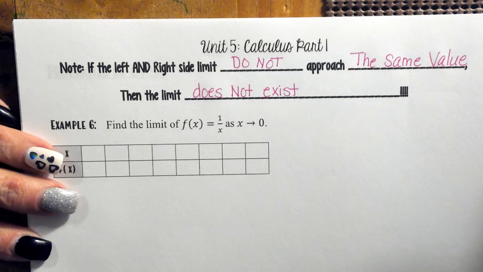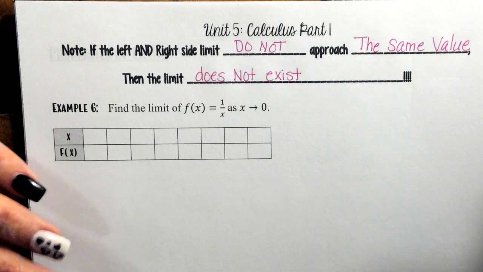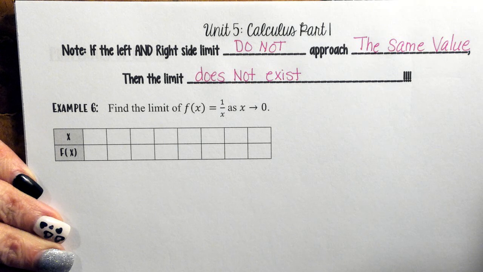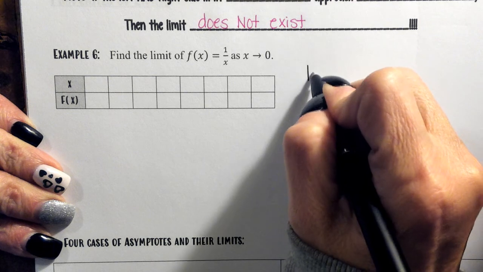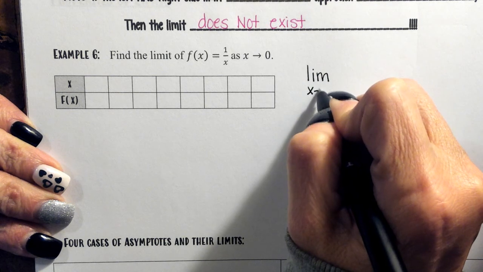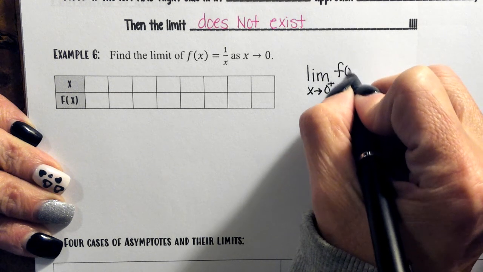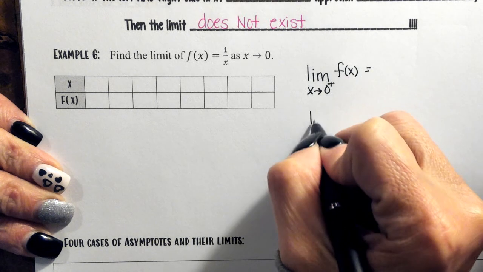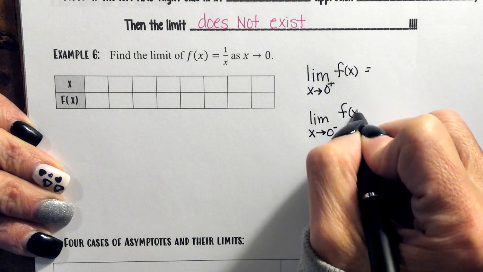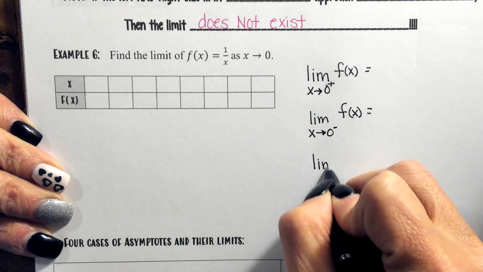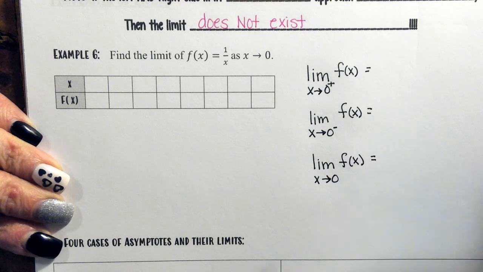All right, so I'm going to give you a second to look at this next one. Find the limit of f of x equals 1 over x as x approaches 0. We're going to do exactly what we've been doing. We're going to do the limit as x approaches 0 from the right of f of x, and then the limit as x approaches 0 from the left of f of x. And then we're going to make a conclusion or a decision about what happens overall. In other words, does the limit exist on this?